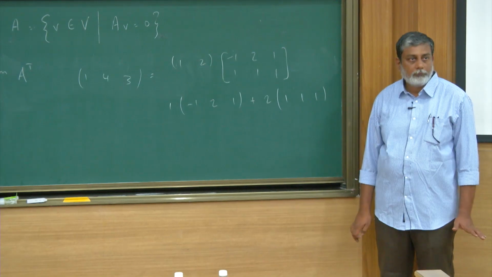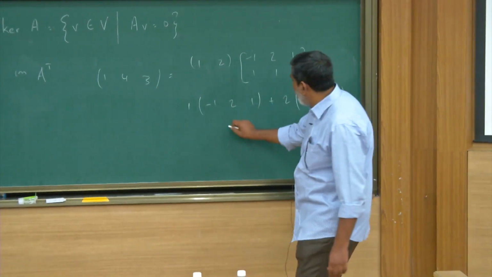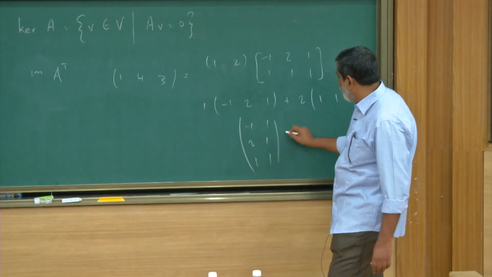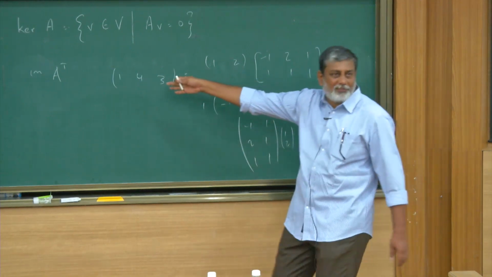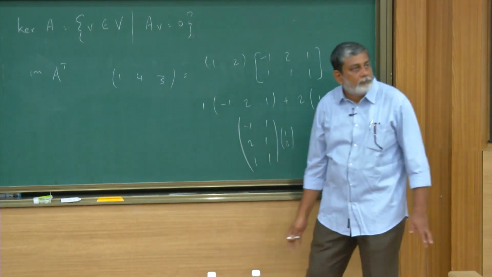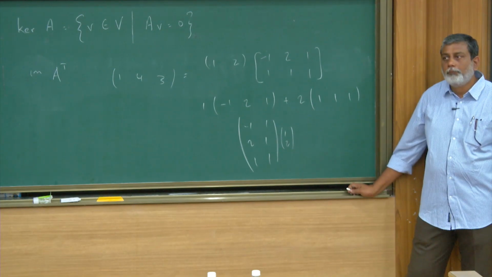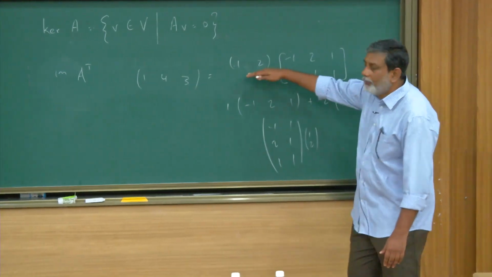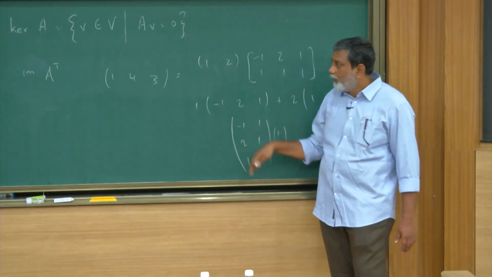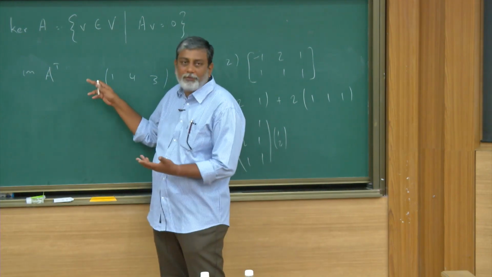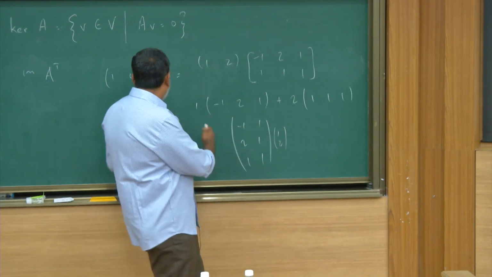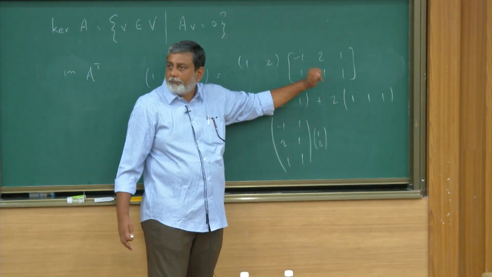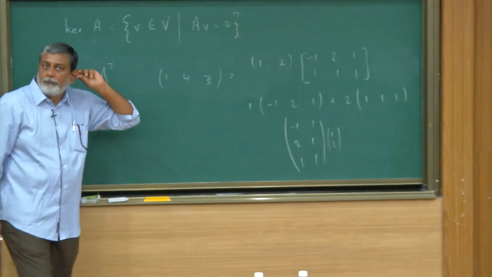If I had taken the transpose, of course the transpose would have been minus 1, 2, 1, 1, 1, 1, and post multiplied by 1, 2, I'd get the same result. But we will just think of that as multiplication by row vectors. And so the image of A transpose is essentially all the 3 vectors that you can get as a linear combination of the rows of A.